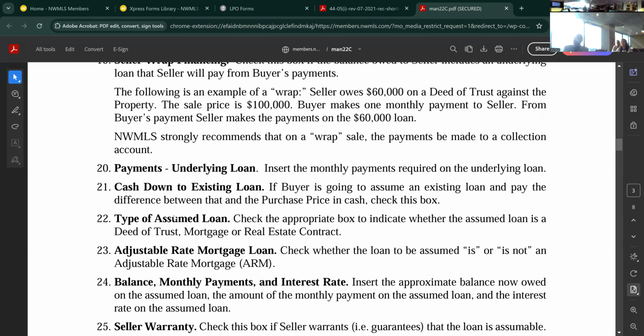All right, we did this cash down to existing loan. If the buyer's going to assume an existing loan and pay the difference between that and the purchase price in cash, check this box. Type of assumed loan, check the appropriate box to indicate whether the assumed loan is a deed of trust, mortgage, or a real estate contract.